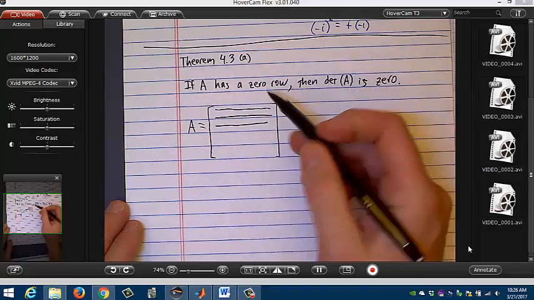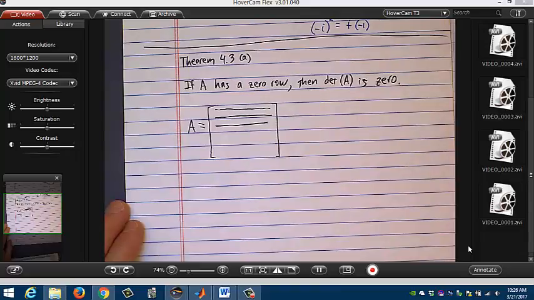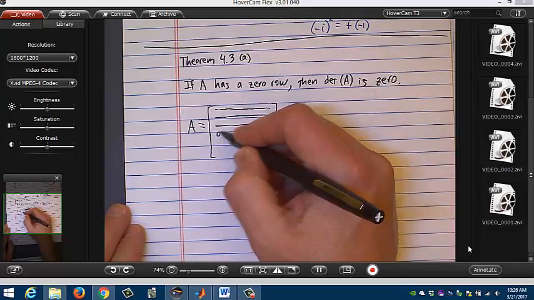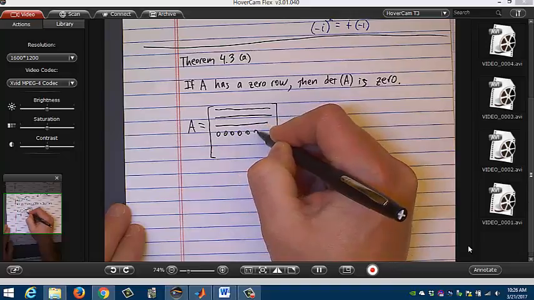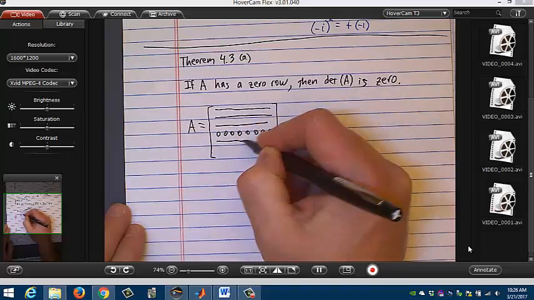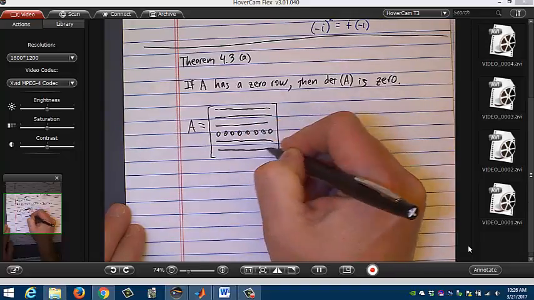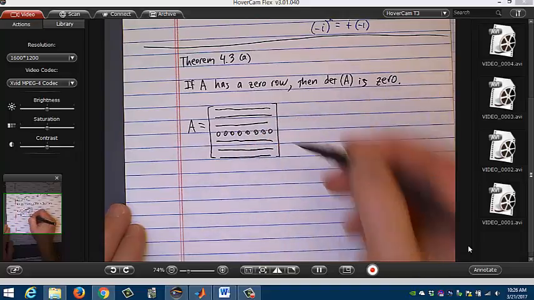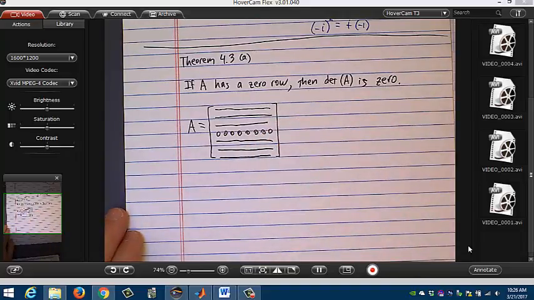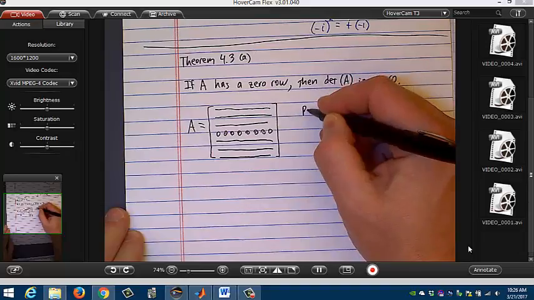What does it mean when it says it has a 0 row? You guys know what? One of the rows is all zeros. It doesn't tell me which one. I'll just pretend it's this one. I don't know how big this matrix is, guys. I'm just kind of doing a proof here without very many words. Here's my proof.